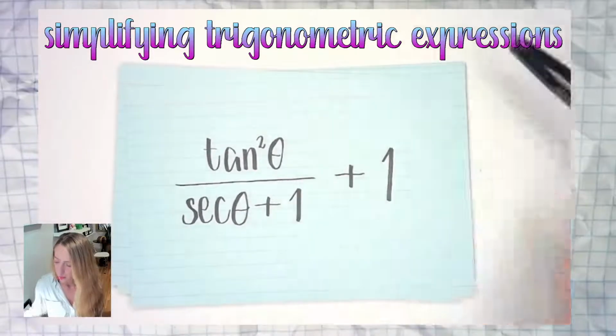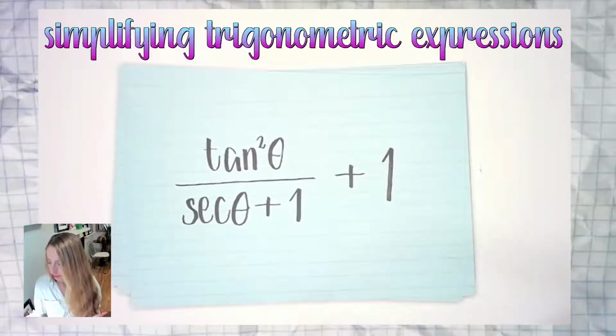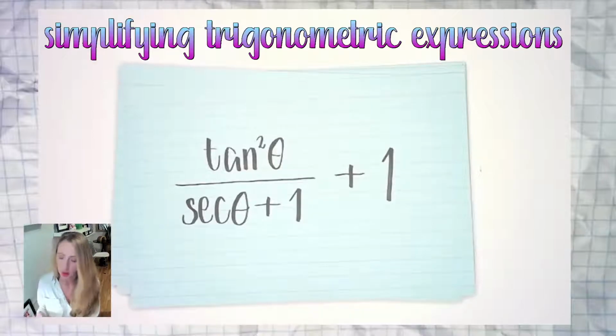I also prepped a couple other flashcards to help us with some of the fundamental identities, such as the reciprocal identities, quotient identities, Pythagorean identities, and manipulating them in ways that are crucial to our ability to do something like this.